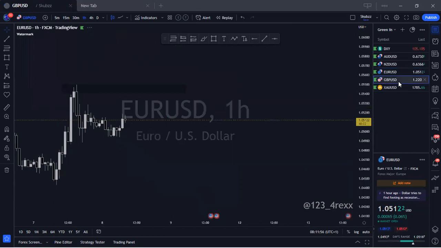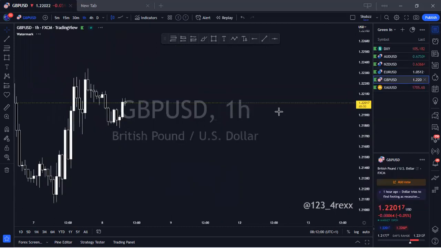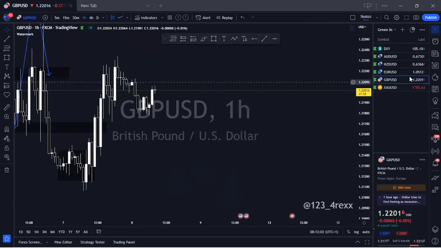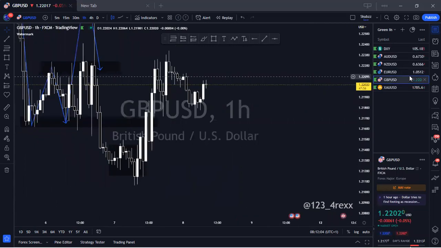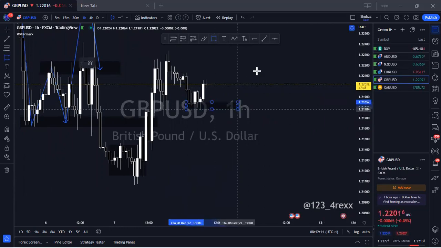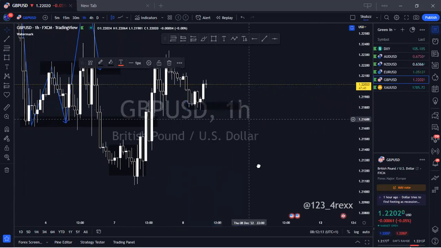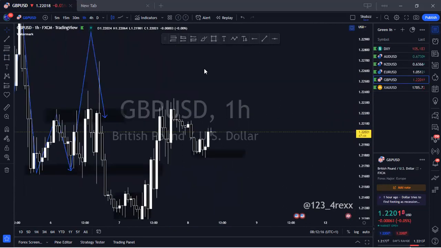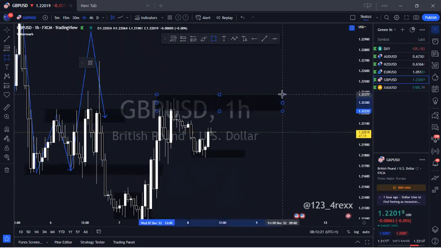Then GBP USD. I'll look at this low and let's see if price will come to break below it. If we break below it, then I'll be looking for a retest there. And not just that, this high here. That's basically what I'll be looking out for on this pair.